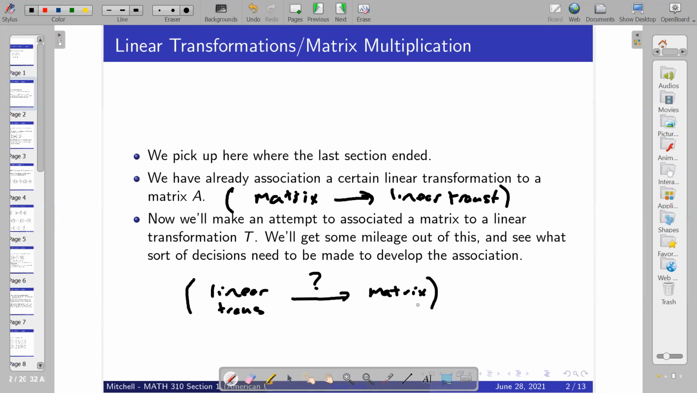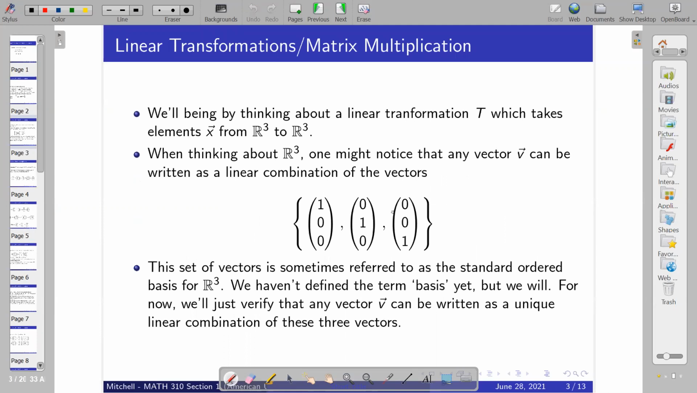As we do this, the thing that I hope you remember is how matrix multiplication is defined. It turns out that matrix multiplication is completely essential when you're trying to figure out how you associate the matrix. So I'd like to start by trying to explain how indeed we would associate the matrix at all, and I would like to point out the particular choice that has to be made in order to carry out the association. We'll start by thinking about a linear transformation T, which takes vectors X from R3 to R3. So again, just the column formulation.